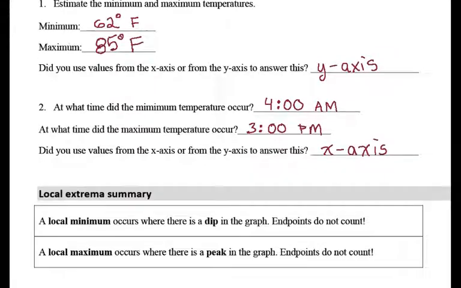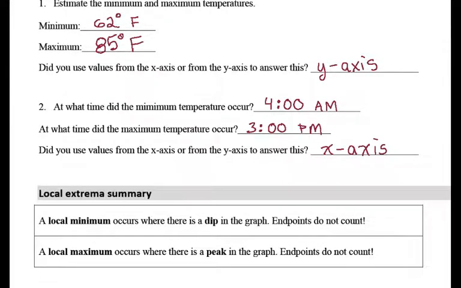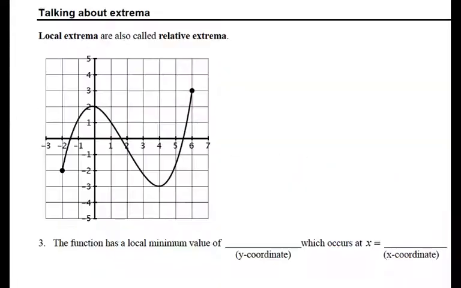For a brief summary of local extrema, we would say that a minimum occurs where there is a dip in the graph, and a maximum occurs where there is a peak in the graph. Endpoints do not count for local extrema. We are only interested in high and low values that are in the graph, not at one of the endpoints. So this is something to emphasize. When we use the y-coordinate of a point and when we use the x-coordinate of a point is an important factor in how we talk about relative extrema.